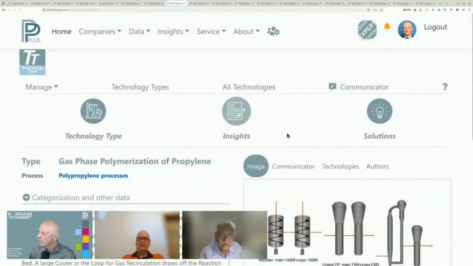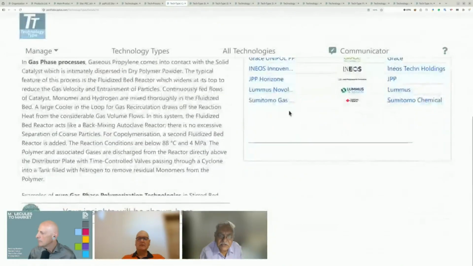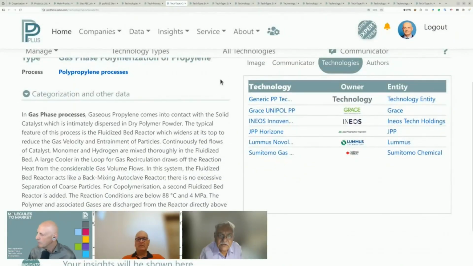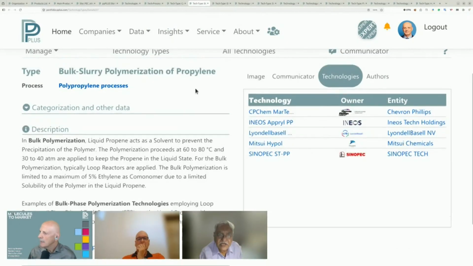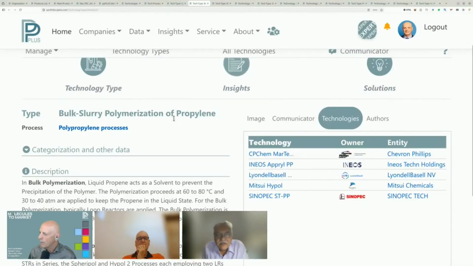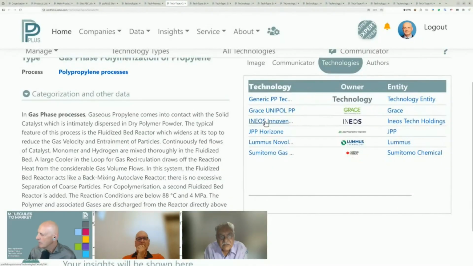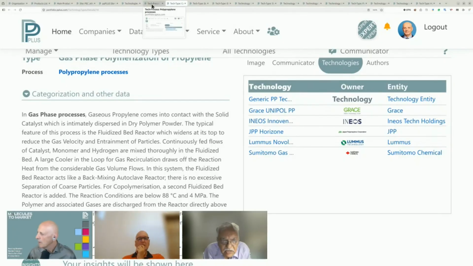I did not see the name of the license of Grace. These are the gas phase processes. Before, I was showing gas based, bulk slurry polymerization. Slurry is there, and now we have a gas phase. Gas based, Grace you got there, INEOS. Yes, Grace, INEOS, and the others are not.